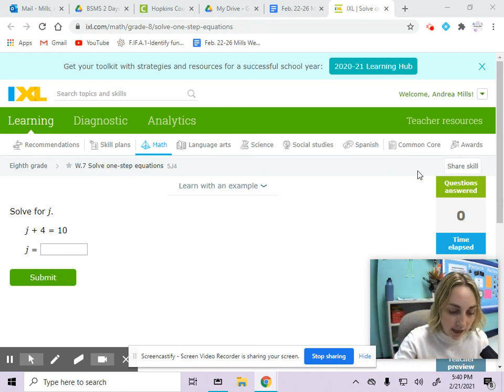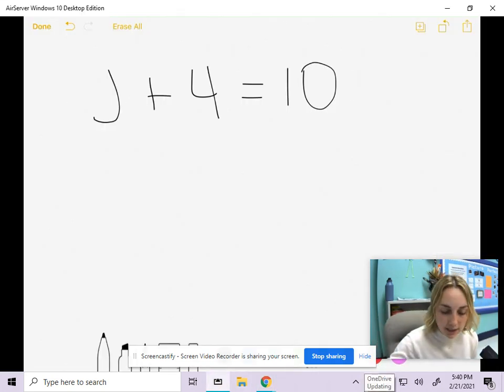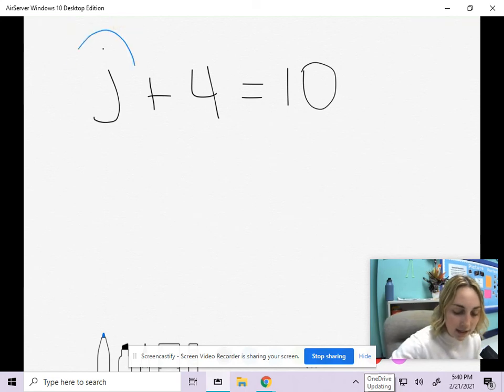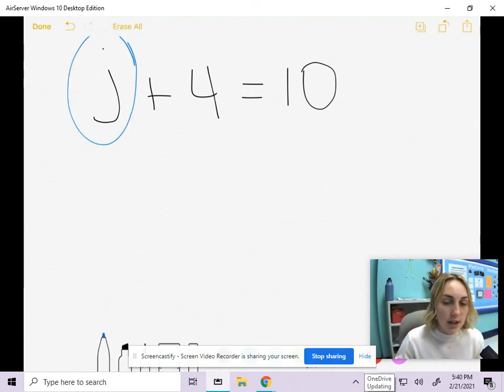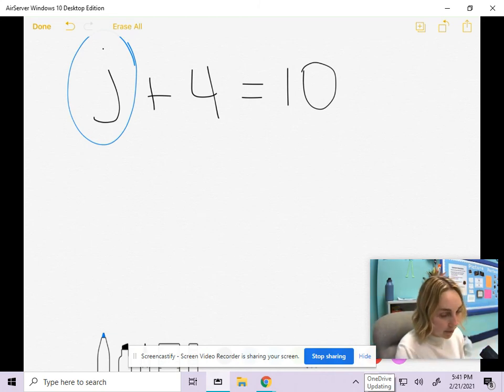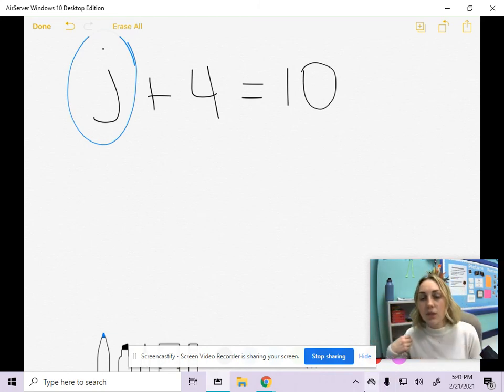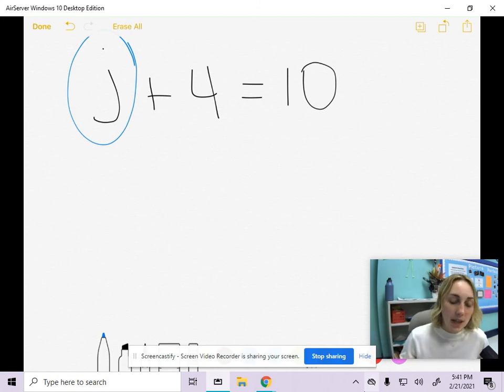We have j plus 4, and that's equal to 10. So our first step here is we want to get j by itself. That's the variable here that we want to solve for. We want to figure out, well, what is j? So to get j by itself, that means we have to get rid of this plus 4. We want to get j by itself on this side of the equation.